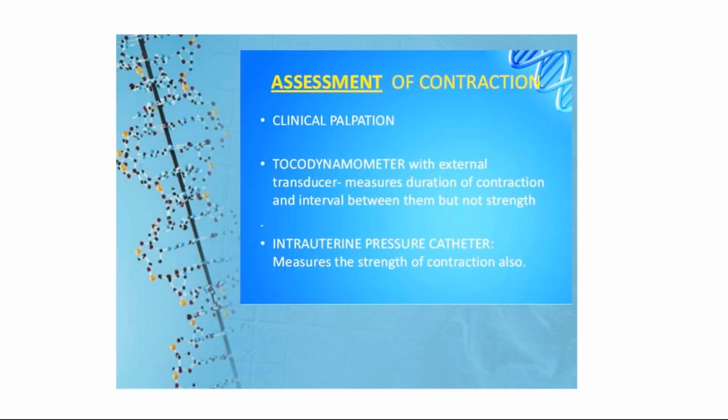So how do you assess uterine contractions? Most commonly, we assess them by clinical palpation. Just put a hand onto the abdomen and you can feel the uterus contracting and observe how long it is contracting and how well it is contracting. You can feel the hardness, which tells you about the intensity of the contraction, and you see how long it is lasting. Is it lasting for 30 to 45 seconds, or is it more or less? That is the best way of examination.